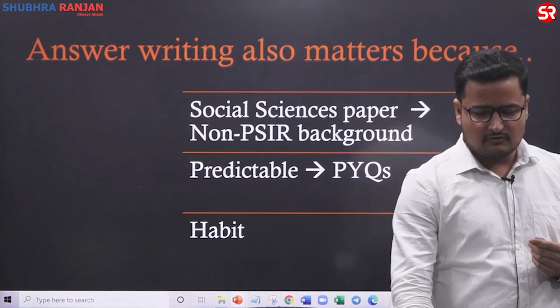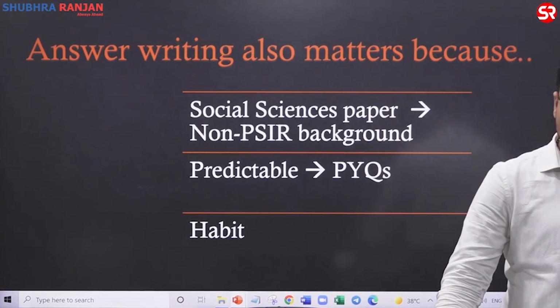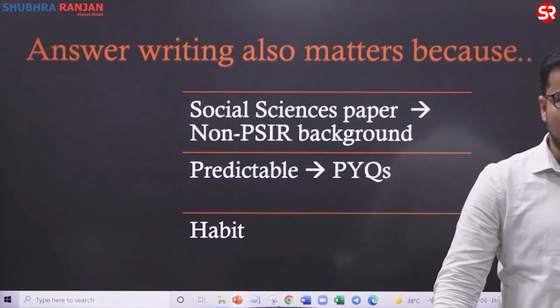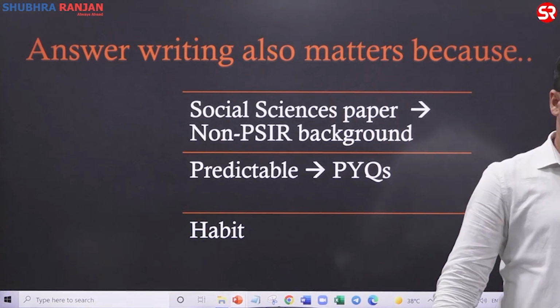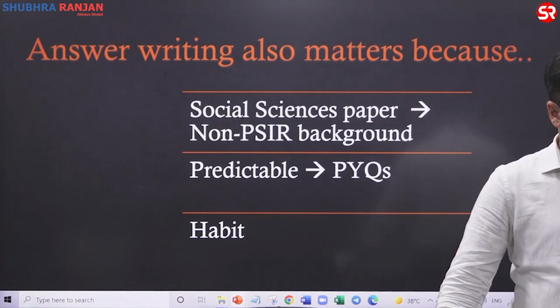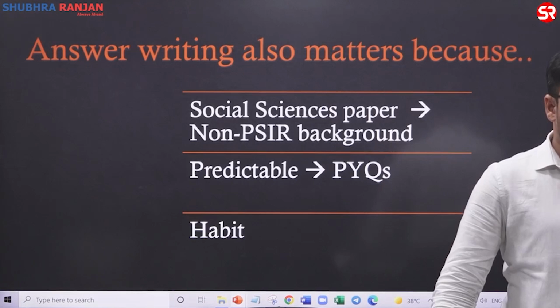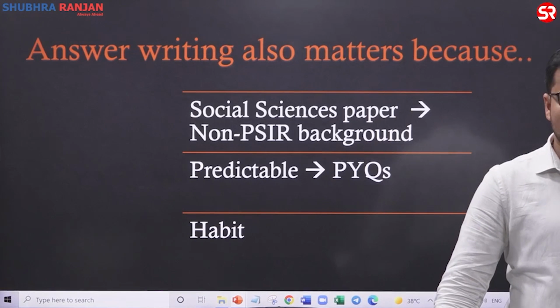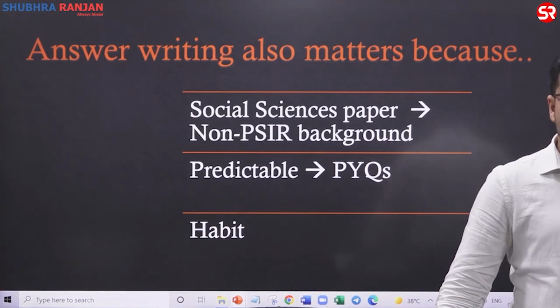Other than that, why is answer writing required? Because many people are from a non-political science background and they have a very direct way of writing answers, especially people from engineering. Okay, 2 + 2 is 4, but here it doesn't work like that. Here there are a lot of stories that need to be built. So you need to develop that answer writing skill.